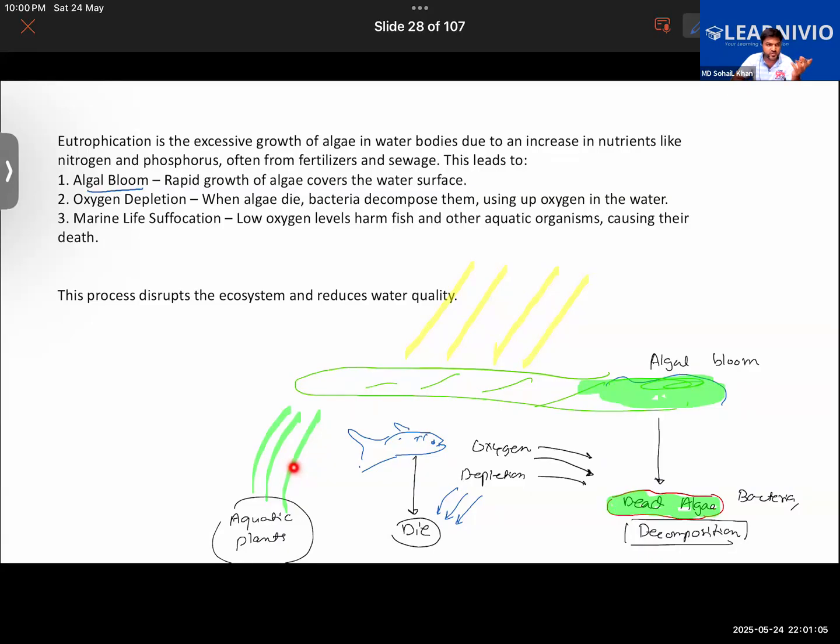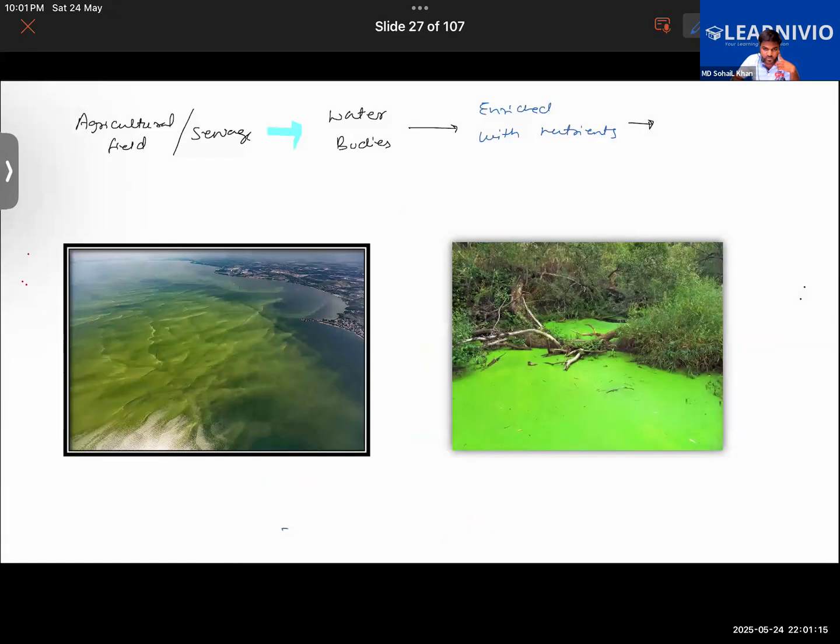It should be a straight yes or no question. Why are you guys thinking so much? They are not getting the sunlight. It has been blocked by the algal bloom. Will they be able to carry out photosynthesis? No, sir. Okay.